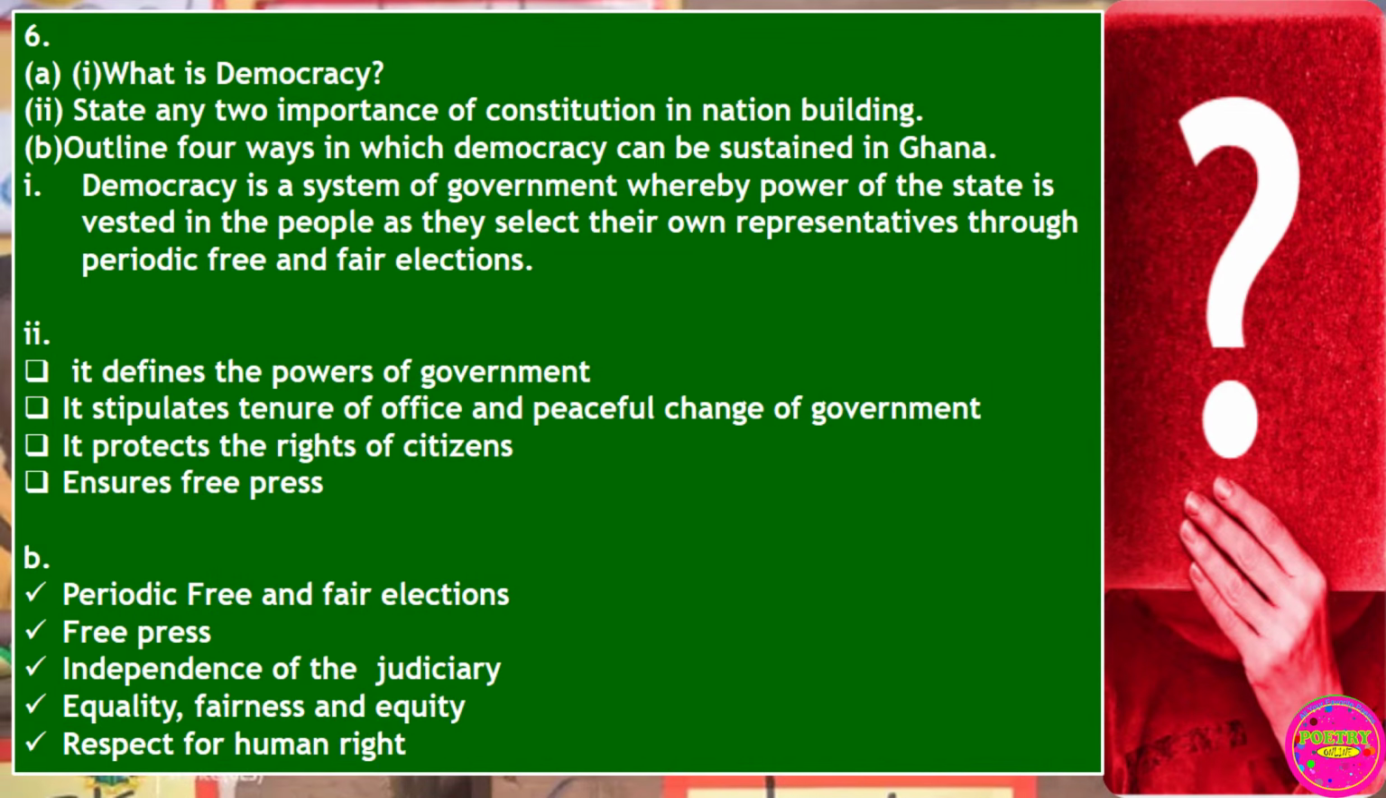Question 6. AI. What is democracy? Democracy is a system of government where power of the state is vested in the people as they select their own representatives through periodic free and fair elections.